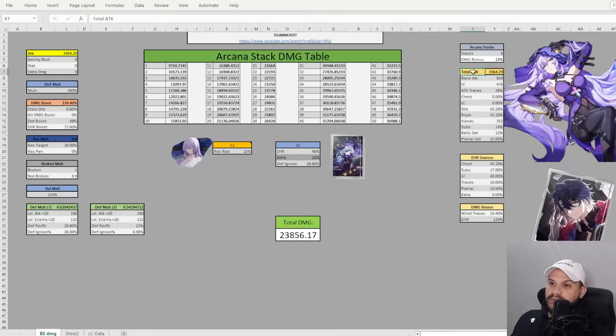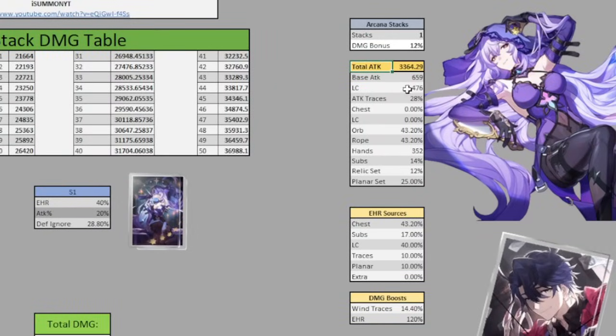All right, starting off with the baseline, as always, the attack column, we just have a regular Eyes of the Prey S5 build with 476, 20% from traces, 43 attack from orb, 43% attack from rope. We have the 352 from the hands, 14% in subs, 12% from the relic set, which is the prisoner set, and then 25% from Pan Cosmic because we are over 100% effect hit rate.